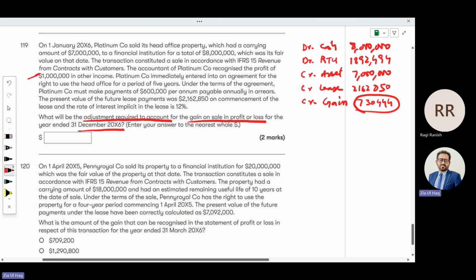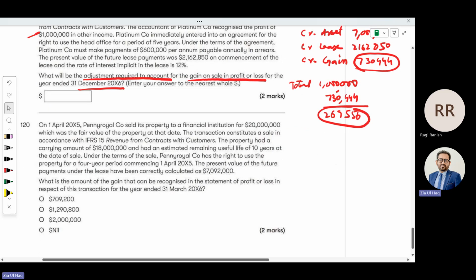How much adjustment is required in the profit that they have recorded? They have recorded 1 million. That is the total. But they should record this, 730,444. So what adjustment do they need to make? 269,556. Calculate again, please. Yes, 269,556. So this is the adjustment they need to make.